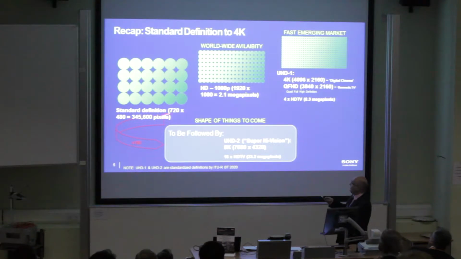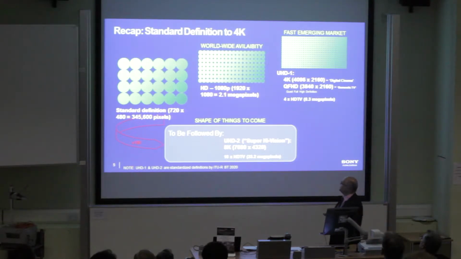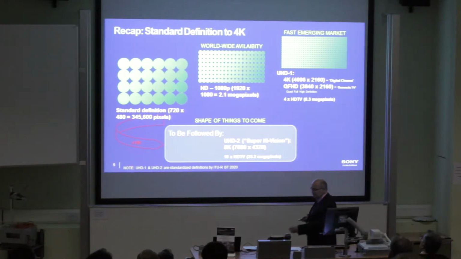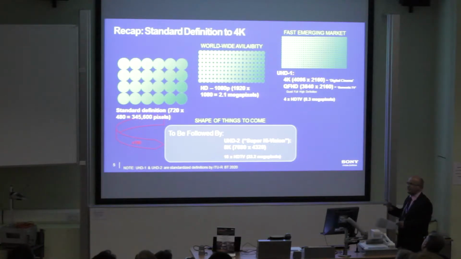And you can see, so let's look at the definition. So standard definition is 0.34 megapixel. And then we move to full HD, and that's 2.1 megapixel. So going from SD to HD, we have a 6-fold increase in resolution. And then we've already moved from HD to UHD, where there are now two different definitions or resolutions.